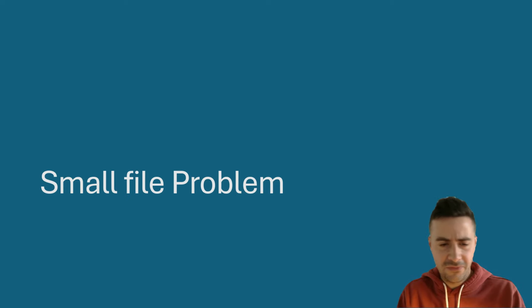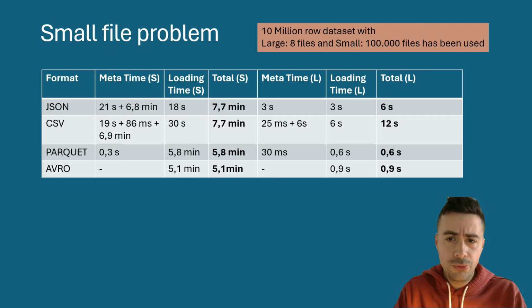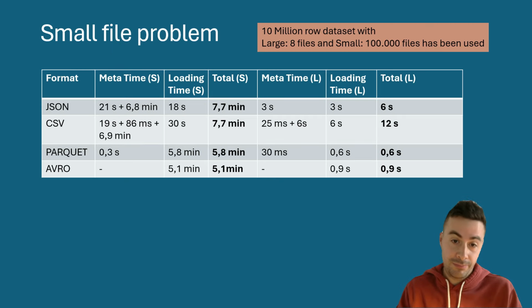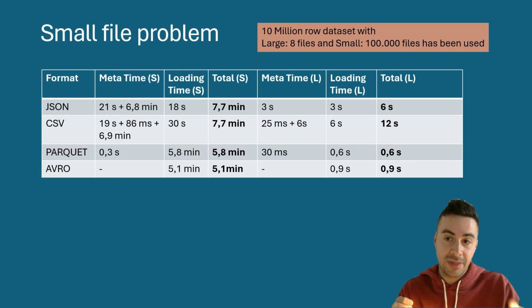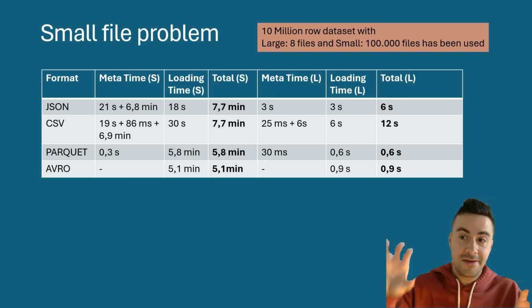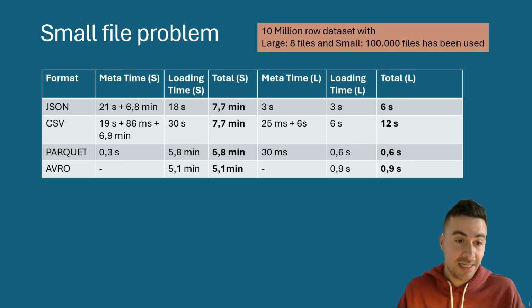Now we have a small file problem. So let's repeat the same experiment. But this time we have our 10 million row data set. And this time we split it once as a large portion, so 8 big files, and we have 100,000 small files, but the same size of the data. So the JSON is still 1.2 gigabytes big, for instance.